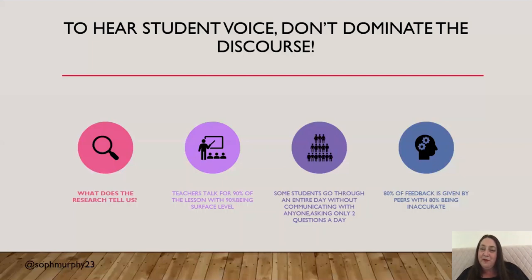And that's been going on for a long time. That statistic really dates back to over 100 years ago, when educational researchers were looking at the amount of teacher talk, and the same statistic still stands.